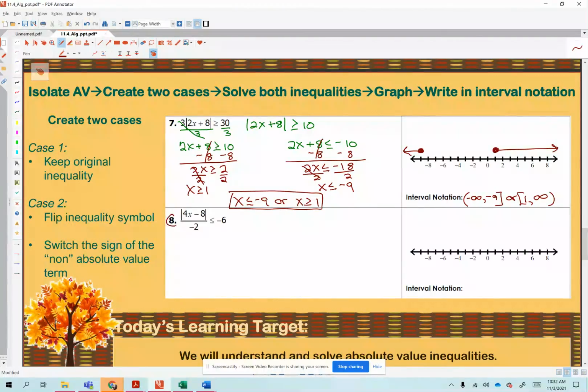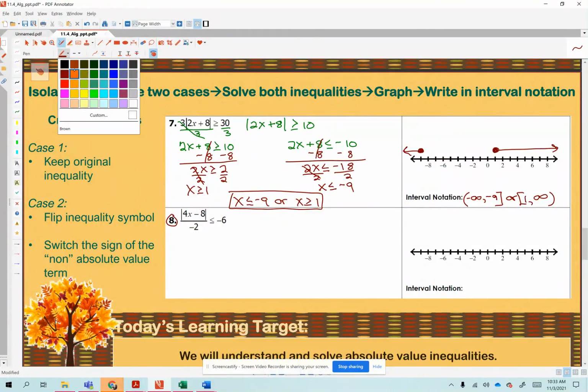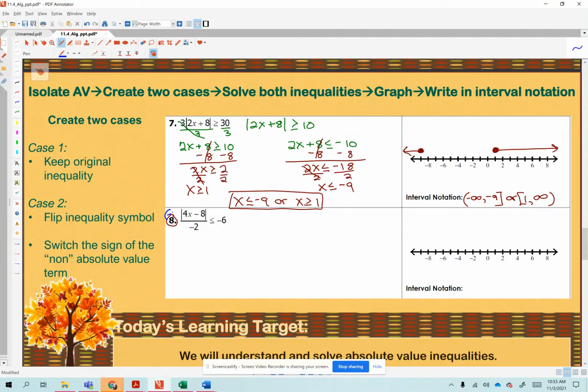Okay, so let's work on number 8, but I'd like you to try it first before you watch me do it. So for number 8, the first thing we need to do is clear this fraction. We need to multiply, get a nice bright color. We need to multiply both sides by -2.